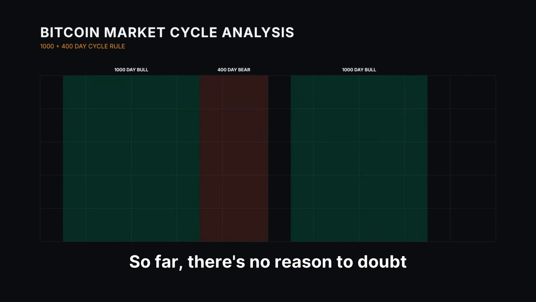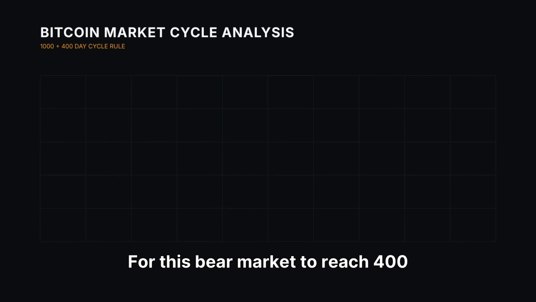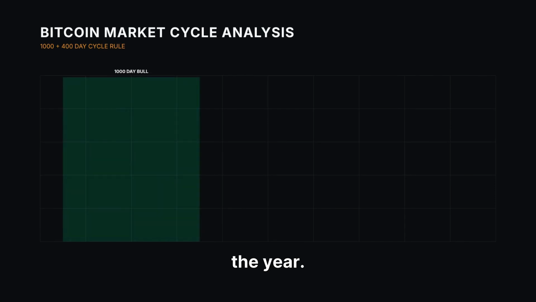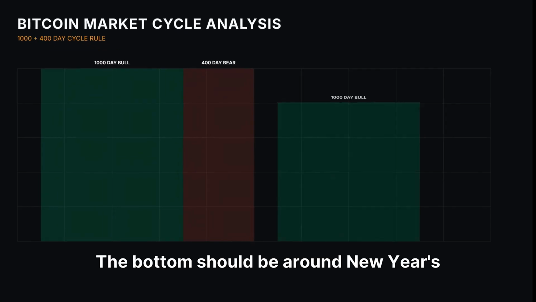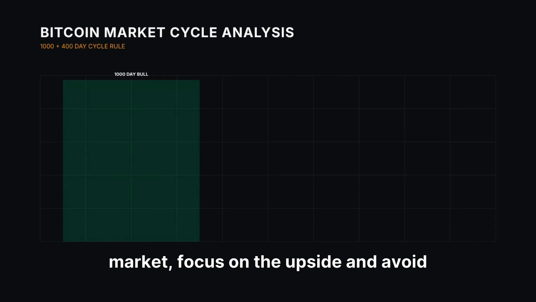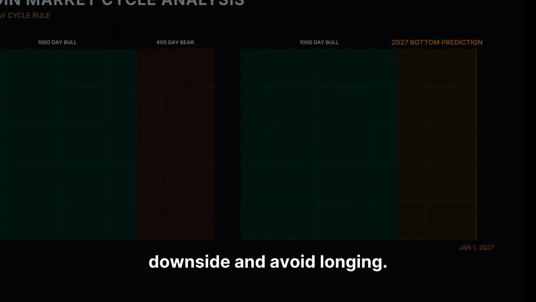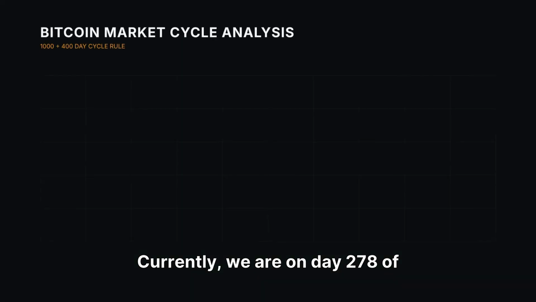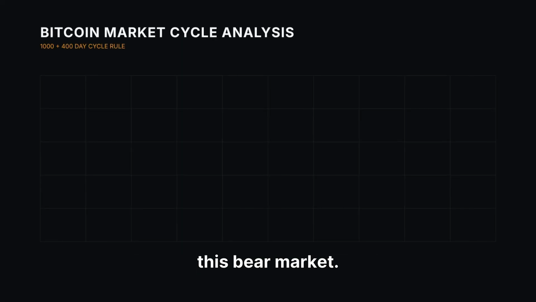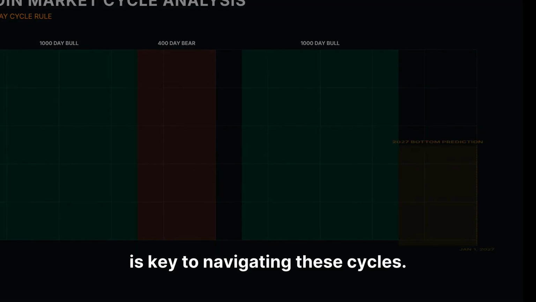So far, there's no reason to doubt the 1000 plus 400 cycle rule. For this bear market to reach 400 days, we'd look at the end of the year. The bottom should be around New Year's Day 2027. Experience tells us that in a bull market, focus on the upside and avoid shorting. In a bear market, focus on the downside and avoid longing. Currently, we are on day 278 of this bear market. Staying patient and following the macro logic is key to navigating these cycles.